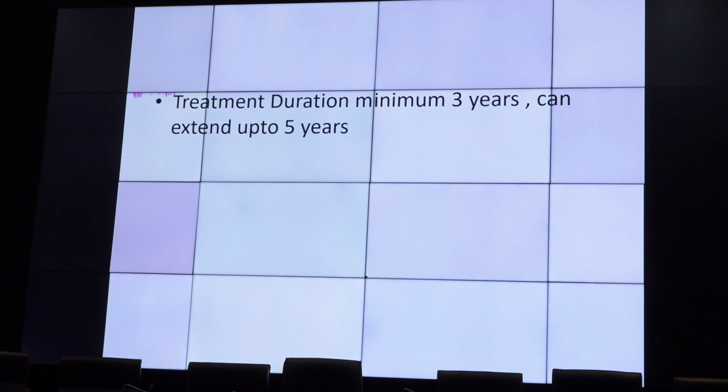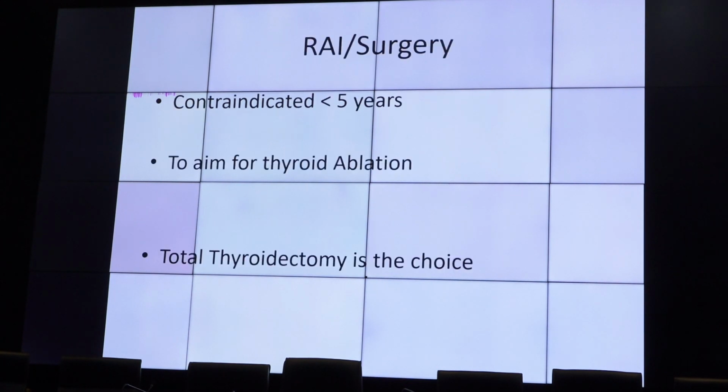Now the difference between Graves in children and Graves in adults is that the treatment duration can extend to 3 years, and their relapse rates are higher. So treatment duration can extend up to 5 years also. Radioiodine is contraindicated in children less than 5 years. If at all you do it, between 5 to 10 years you can still do it.